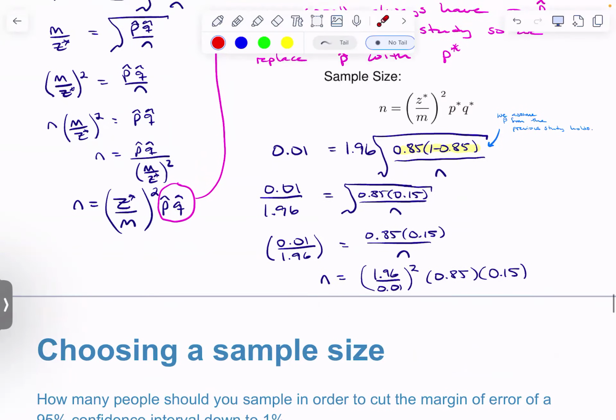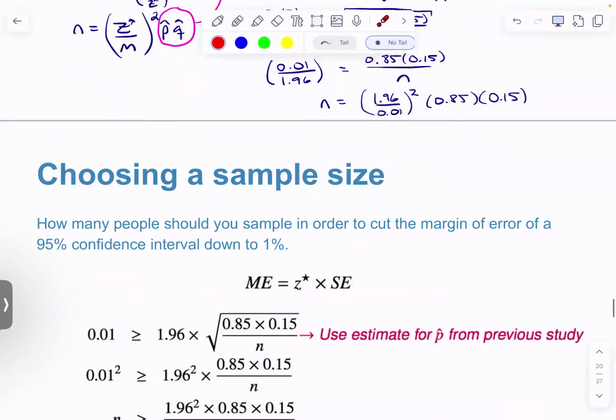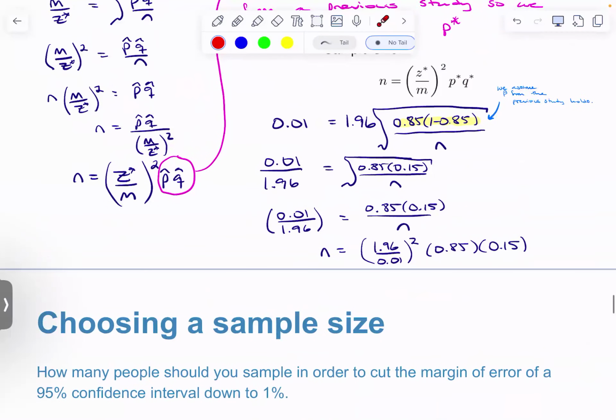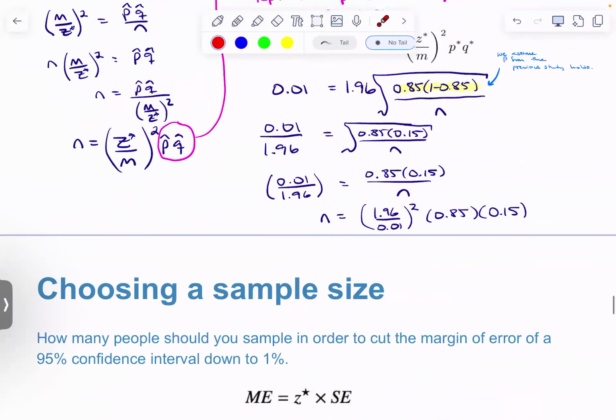I think I did something wrong. 1.96 divided by 0.01. Okay, there we go. Square that times 0.85 times 0.15. Okay, now I got it. I only got 48 earlier, so I knew I had missed a zero somewhere. But that's only because I know what it should look like. 4898.04.